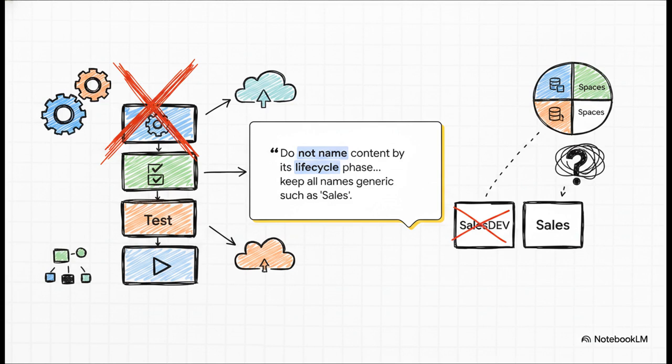Have a dedicated dev tenant, a test tenant, and a prod tenant. Never misuse spaces for lifecycle phases within a single tenant. And as this quote highlights, never ever hard-code the environment name into your object IDs. Seriously, call your space sales, not sales dev, because when that object finally moves to production, having dev in the name is going to cause a ton of confusion.